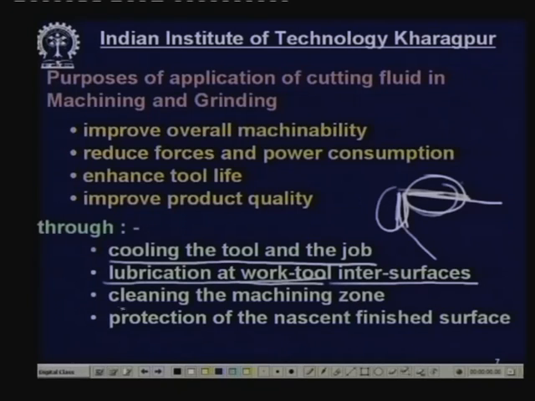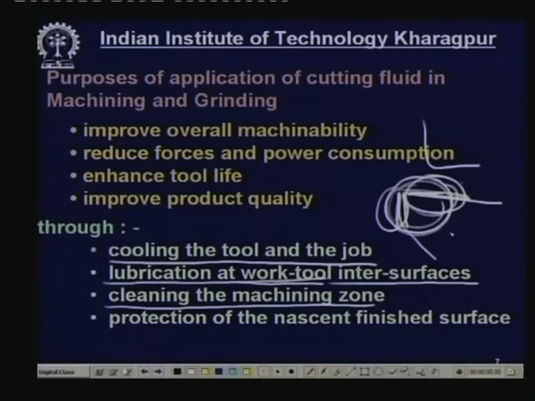Then the third purpose is cleaning the machining zone. In the machining zone, a lot of chip particles and debris develop, and if this debris or chip particles remain in position, they produce a lot of damage to the job as well as to the tool. So, these debris have to be removed immediately by washing away the particles by application of the fluid, and this is cleaning.